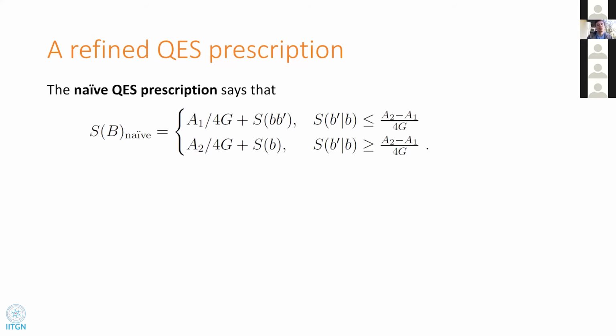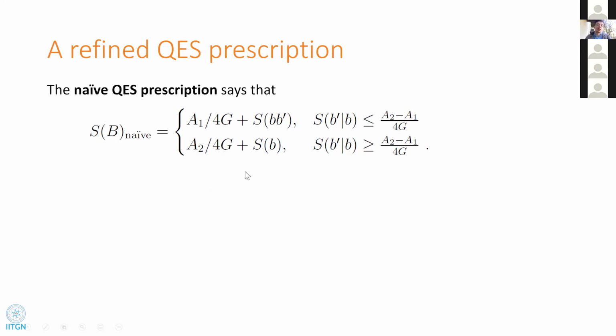And then what I first want to do is rewrite the naive QES prescription in a slightly unusual way, which is we can say that it says that the entropy is the area A1 plus the bulk entropy of little b and little b prime whenever the conditional von Neumann entropy of little b prime conditioned on little b is less than the difference between the two areas over 4G. Okay, so that's just a slightly unusual way to write it. I've written it in terms of this conditional von Neumann entropy, but it's just the standard formula.